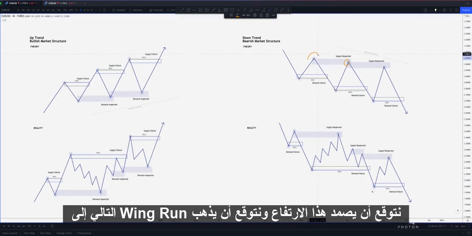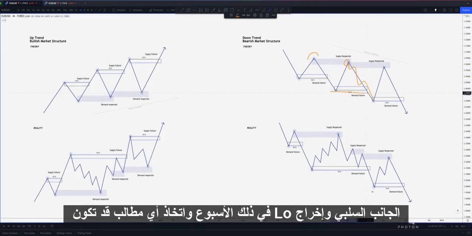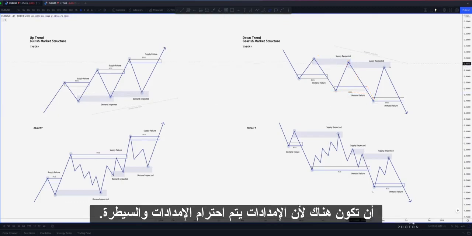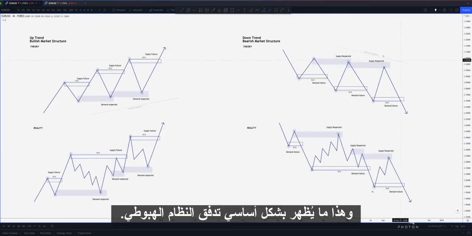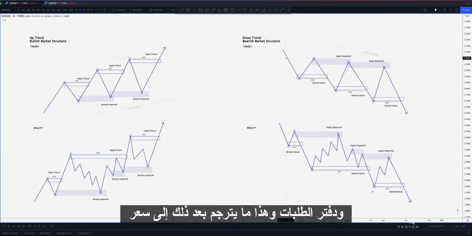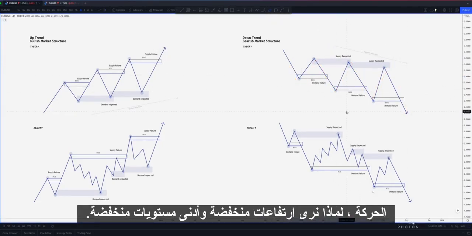We expect that high to hold, and we expect the next swing run to go to the downside and take out that weak low and take out any demand that may be there, because supply is being respected, supply is in control, and that is what essentially shows that bearish order flow, right, in the order book, and that's what is then translated into the price action, why we see lower highs and lower lows.